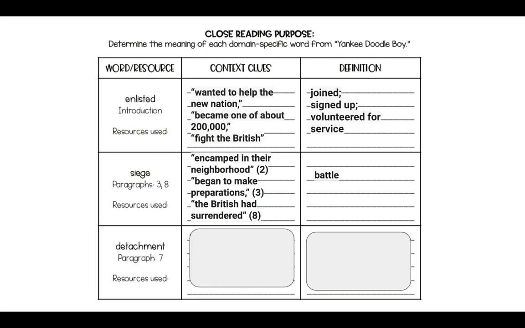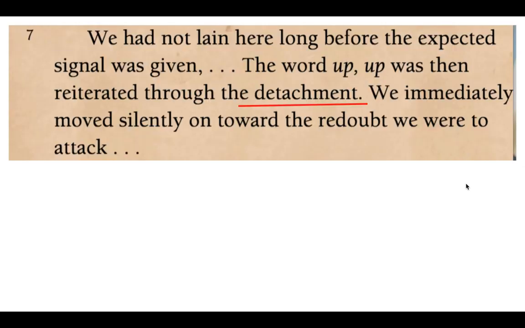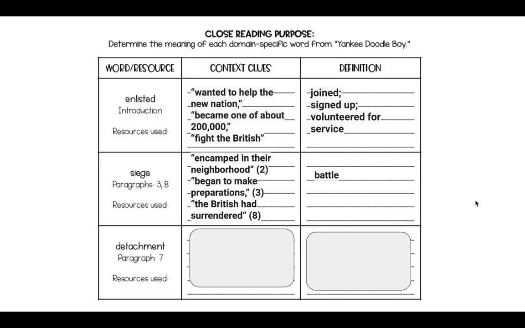Okay. Our last word that we'll take a look at is detachment in paragraph 7. We had not lain here long before the expected signal was given. The word up was then reiterated through the detachment. We immediately moved silently on toward the redoubt we were to attack. Once again, I'd like you to turn off the video, record what you think are the context clues around the word detachment, and then you'll take a stab at what you think the meaning is, and then turn the video back on.